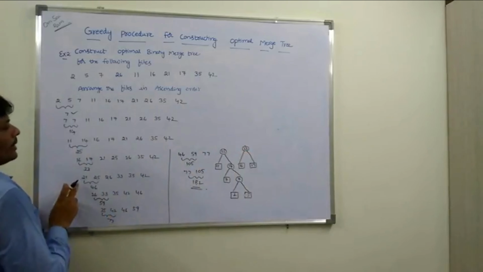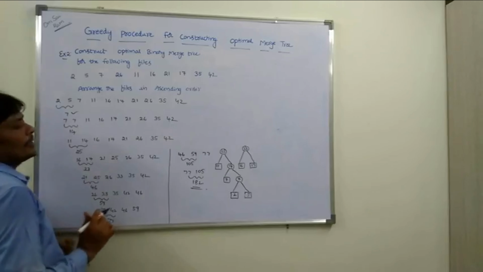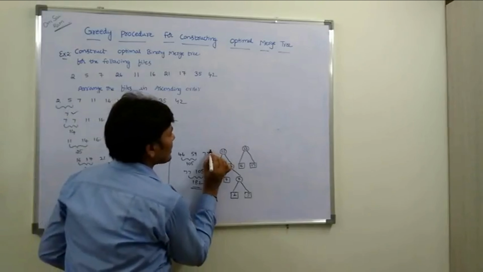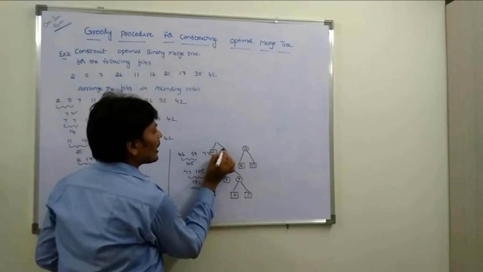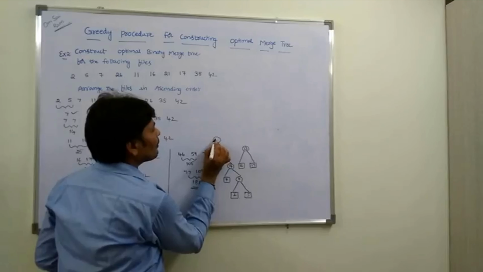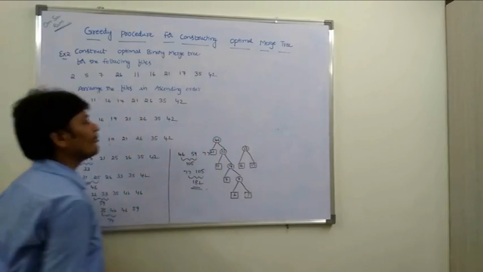Next we merge 21 and 25. 21 is less than 25, so it is placed on the left hand side of 25. Now we get the result 21 plus 25, that is 46.